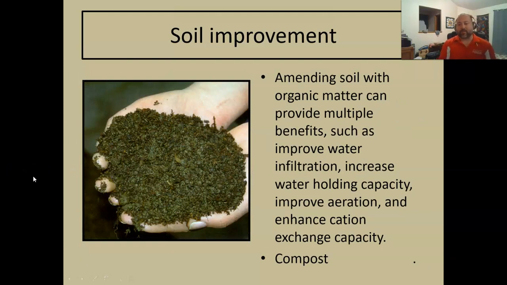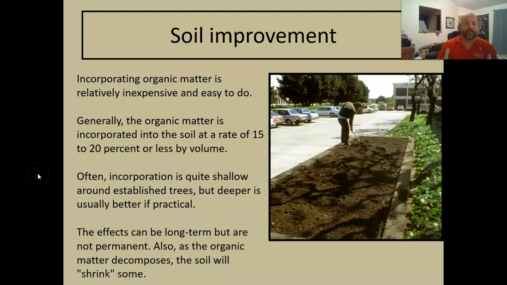Amending soil or making soil improvements using organic matter provides multiple benefits, such as improved water infiltration, water holding capacity, aeration, and enhanced cation exchange capacity. One of the good ways to do that is just by using compost. Incorporating organic matter is relatively inexpensive and pretty easy to do. We see people doing it all the time. The organic matter is incorporated in the soil at a rate of about 15 to 20% or less by volume. Often incorporation is quite shallow around trees, but deeper is better if practical.